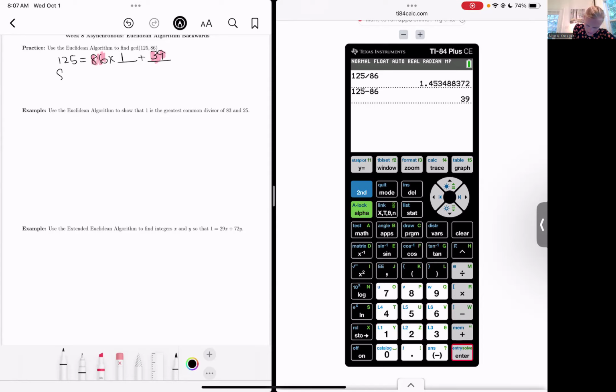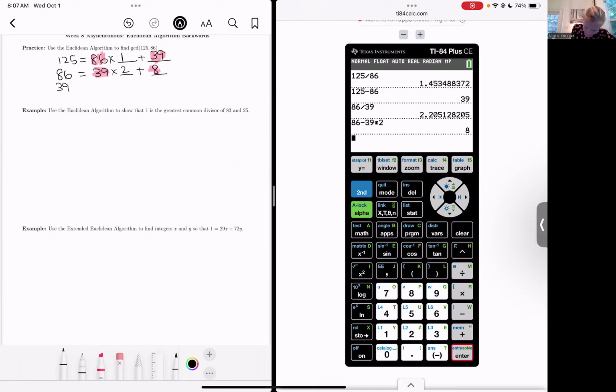So I have 86 is 39 times something plus something. So now I'm going to do 86 divided by 39. The whole number there is the 2. So I'm going to keep the 2 for the next to the 39. And then I will do 86 minus 39 times 2. What I'm doing here is I'm solving for the remainder in that equation. That gives me 8. Again, I'm going to carry down the 39 and the 8.